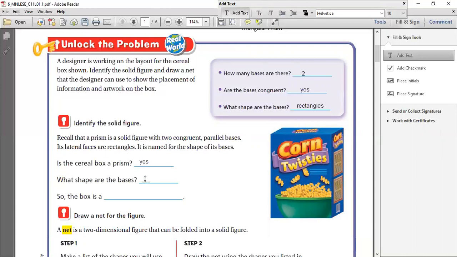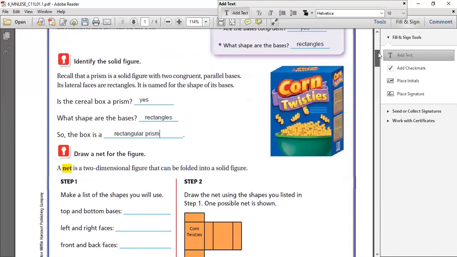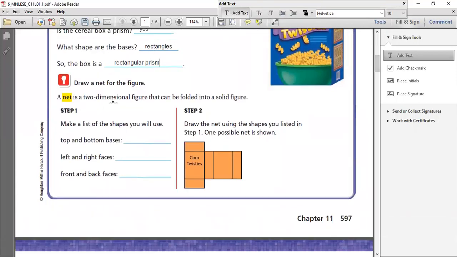What shapes are the bases? Again, they're asking the same question. What is the shape of the bases? It's rectangles. So depending on the base of the box, what is the name of this solid figure? The base is a rectangle, so it's going to be a rectangular prism. Okay, if the base was a triangle, it's going to be a triangular prism. Fine. A net is a 2-dimensional figure that can be folded into a solid figure.